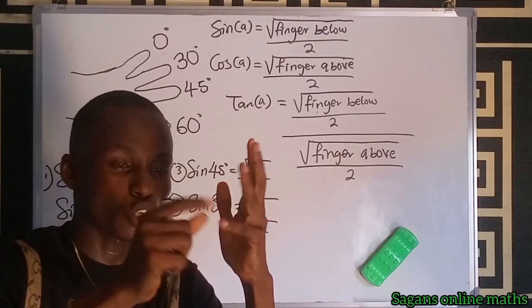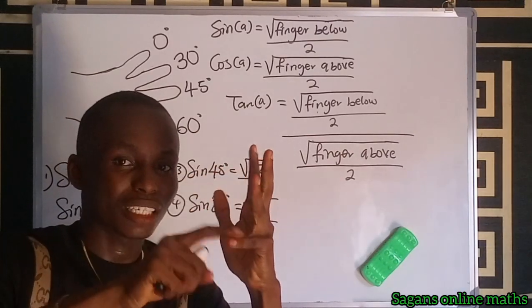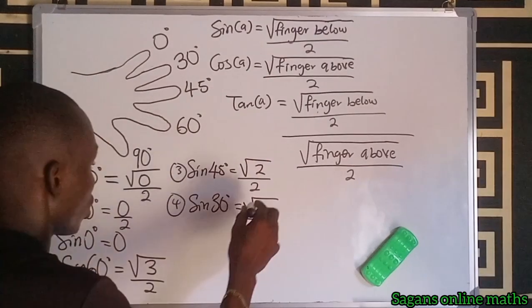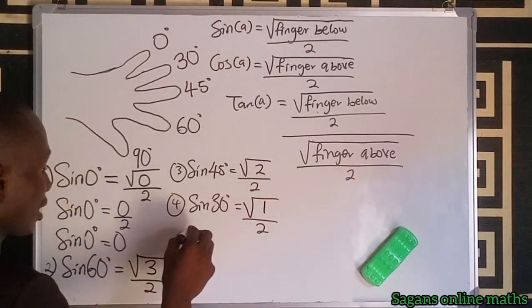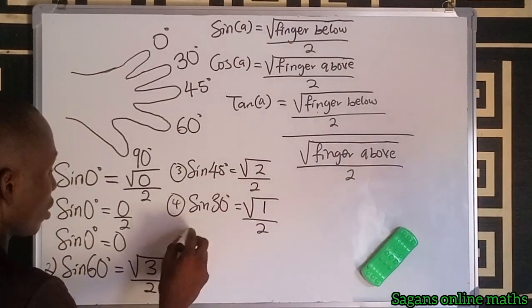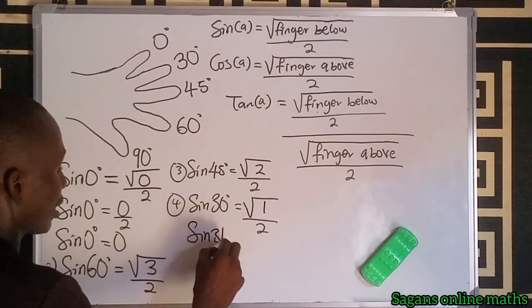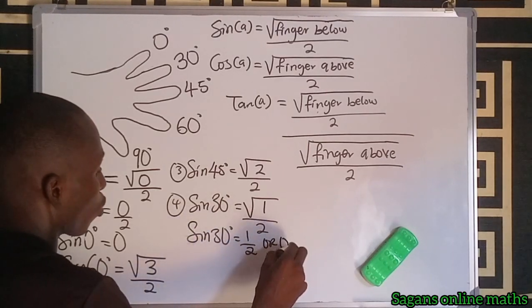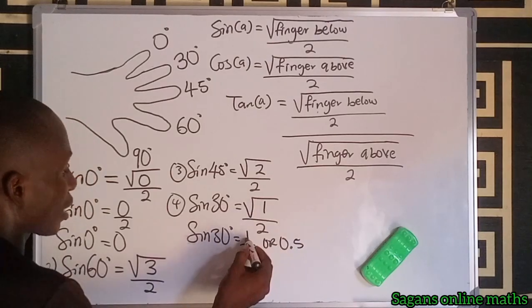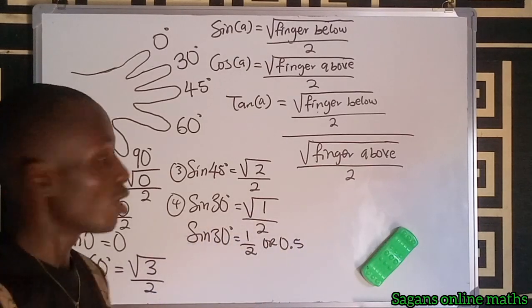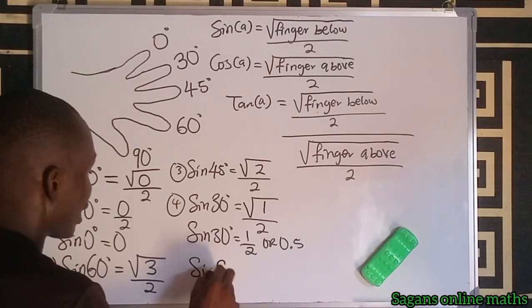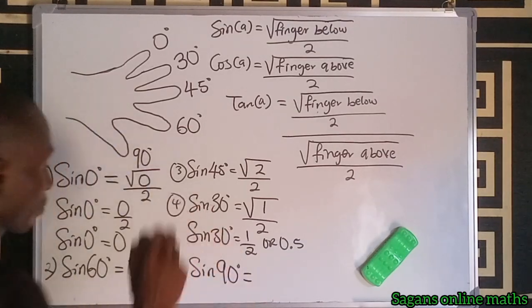Look at this, this is 1. You should have just 1. Look at 30, look at 0 degrees, this is 30. So you are left with just 1, just one finger. So sine 30 degree is equal to 1 over 2, or 0.5, because the square root of 1 is 1 and 1 divided by 2 is 0.5. Wow, that's amazing.